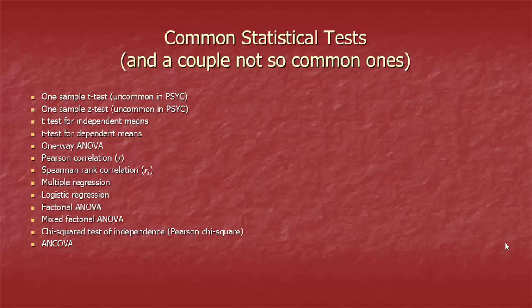The t-test for dependent means is the same sort of situation, except it's when you're doing a within subjects design, or actually there's one exception to that. Really, it's whenever you have two sets of data, two conditions that you're comparing, and the two conditions are not totally independent of each other. In some way, they're linked.